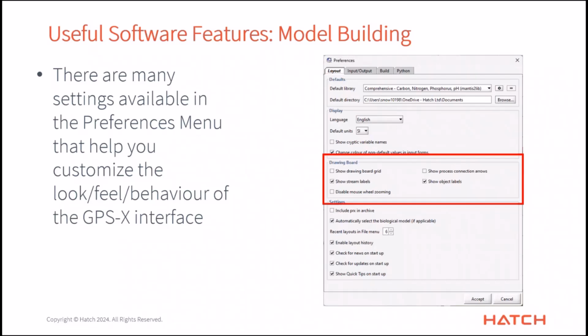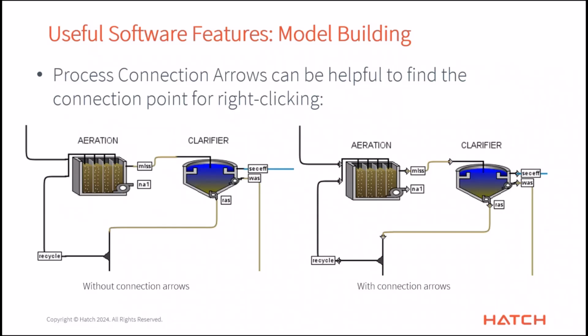So I'm going to start by talking about the behavior of the drawing board and these settings here in the middle of this menu. One of the things you can see is that we can turn these process connection arrows on and off. These are little tiny arrows connected to the place where you can put in a connection, a stream coming from another object upstream or downstream. They're not very big or particularly noticeable. However, they are very handy if you're not quite clear on where you should be connecting the stream. You can see in some cases over here that it's not really clear where the actual connection point is along there.